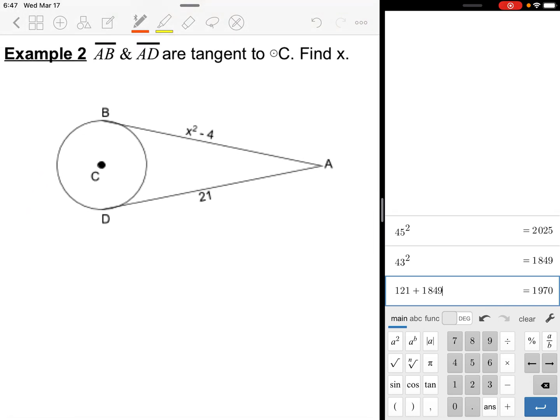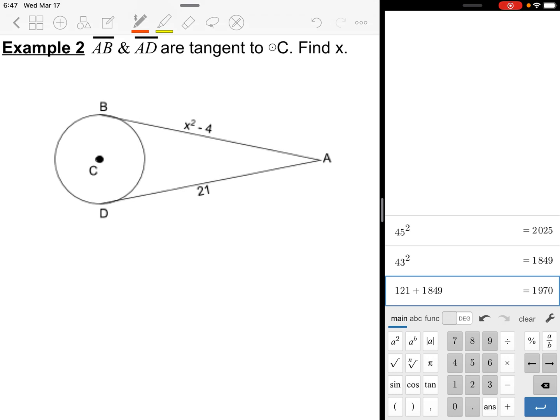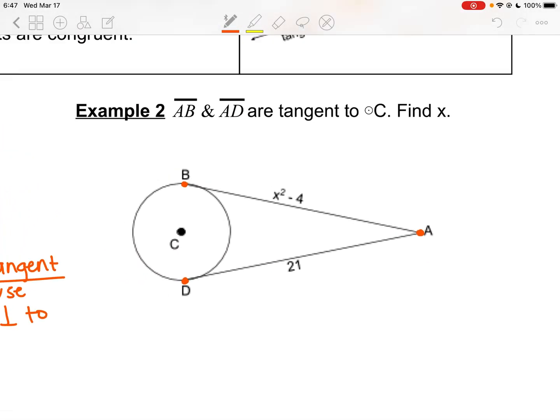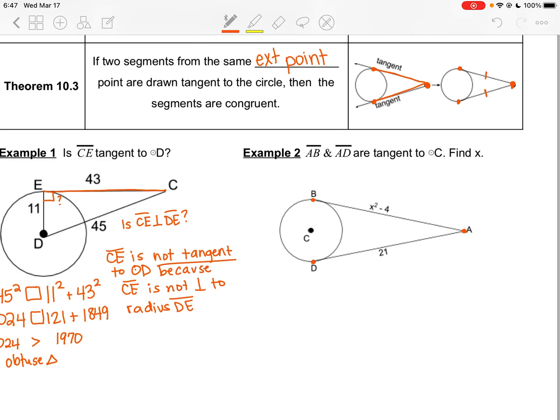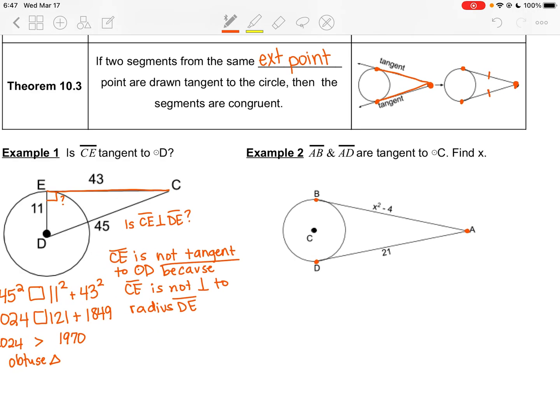All right, next we're going to look at these two segments, and it says that segment AB and AD are tangent to circle C. So B and D are points of tangency, and A is a point on the exterior of the circle. So what we're going to do from here is look at this last theorem that we talked about, 10.3, and it says if two segments from the same exterior point, A, are drawn tangent to a circle at B and D, then the segments are congruent.